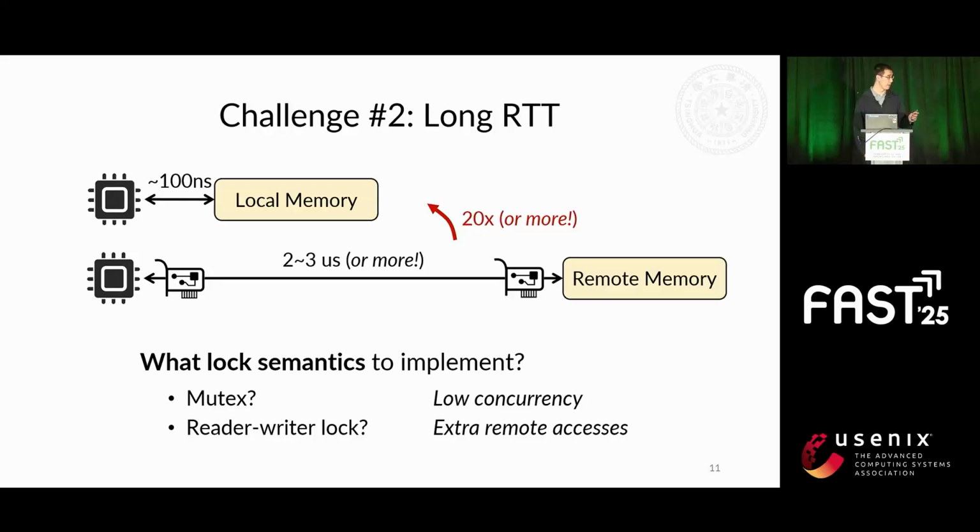Second, RDMA is much slower, about 20 times slower than local memory accesses. This makes it hard to add useful features such as reader-writer semantics to the MCS lock. If you look at existing reader-writer variants of the MCS lock, you will notice that they need to touch the lock multiple times to acquire or release it. This will translate into multiple network round trips and add higher latencies in the context of RDMA.